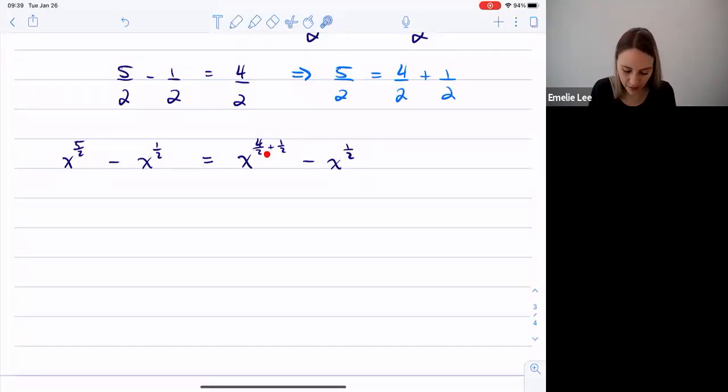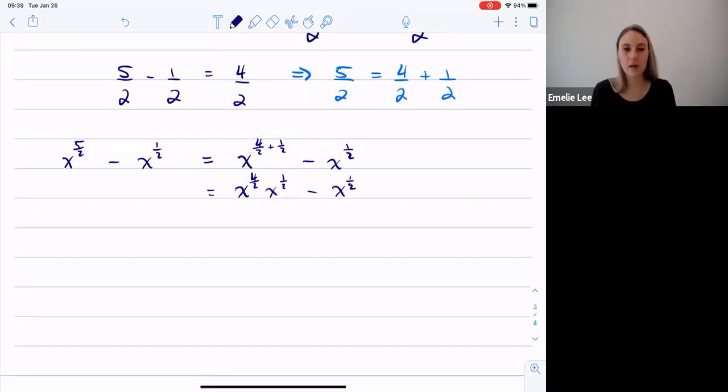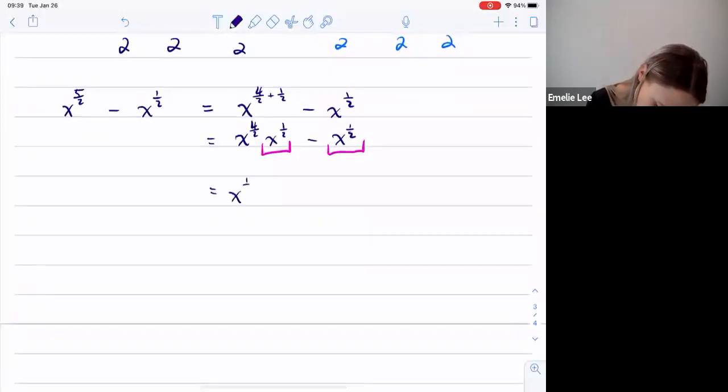So now, if I'm adding exponents, working backwards from expanding, it means I have the same base being multiplied. So what I can do is rewrite this as x to the 4 over 2 times x to the 1/2 minus x to the 1/2. Now it's obvious that I've got that common multiple of x to the 1/2. Okay. So now I can factor that out to the outside, and so I get x to the 1/2.